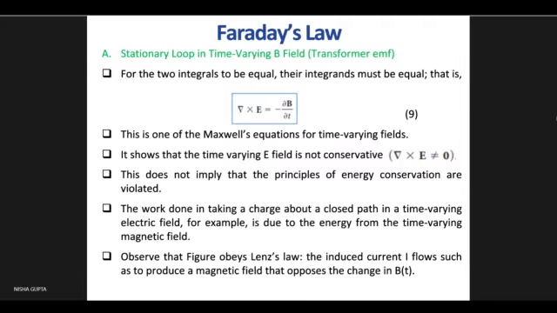Now it shows that the time varying electric field is non-conservative. When it is non-conservative, the curl of the electric field is not going to be zero; it will be non-zero. For any conservative field, the work done in taking a charge about a closed path is going to be zero. Now we have to see where this minus sign has come from, and this minus sign is actually because of Lenz's law.